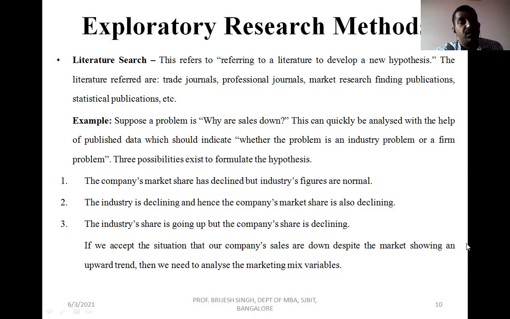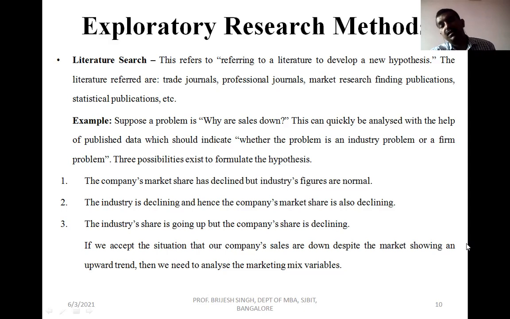Quite obviously, you can quickly get the published data and start looking at why the industry is finding issues. Many times it happens that if the industry is not performing well, even the companies under that industry will not be able to perform well. So that is the reason you have to formulate the hypothesis. Here the hypothesis can be in different formats, like whether the company's market share has declined because the industry is normal. Second, the industry is declining, henceforth the company's market share is also declining. Another one is that the industry share is going up, but the company share is declining.